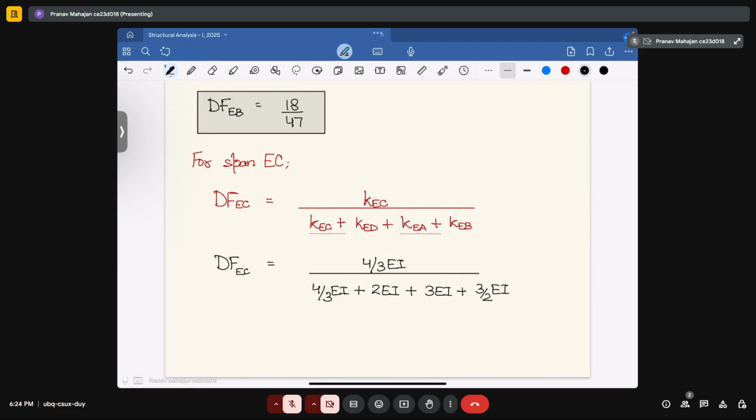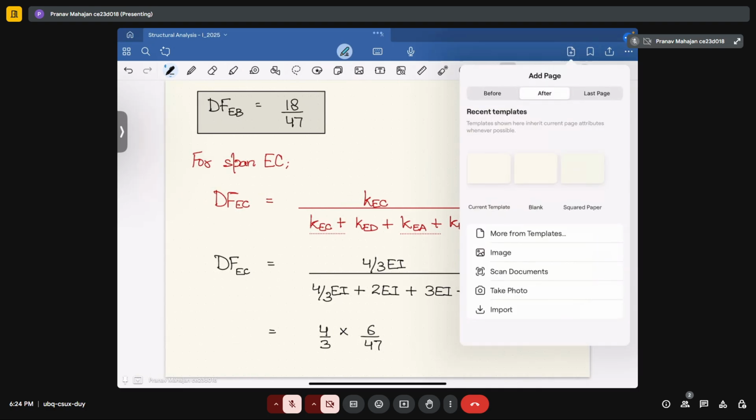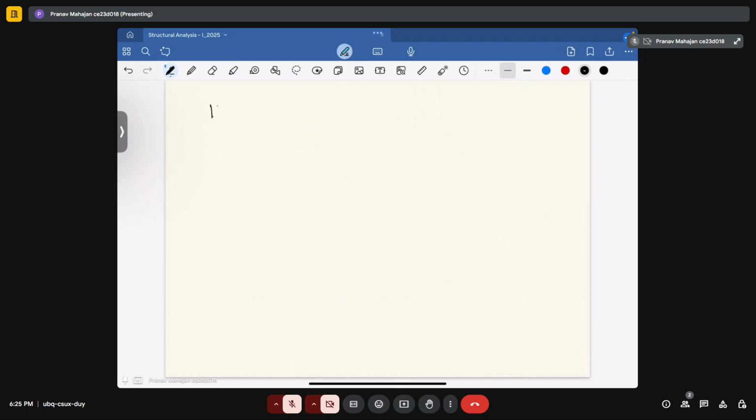Solve it further. What you will get? 4 by 3 into 6 upon 47. That will give you the value as 8 by 47. So your DF of EC is coming out to be equal to 8 upon 47. Okay. So now we have calculated all the distribution factors that were asked in question number 1 as well as in question number 2.